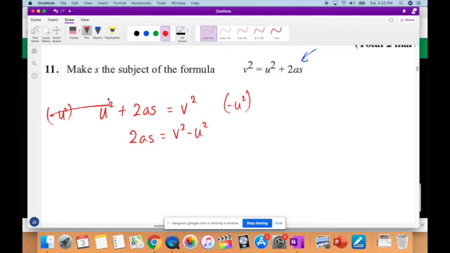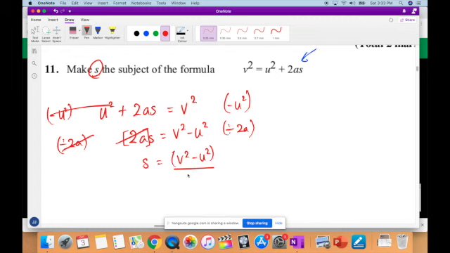Okay. Now I want S the subject of the formula. So I have to get rid of 2A. So S is being multiplied by 2A. So I could just divide by 2A on both sides of the equation. So now this 2A cancels off. I'll have S alone here is equal to V squared minus U squared. All of it is going to be divided by 2A.